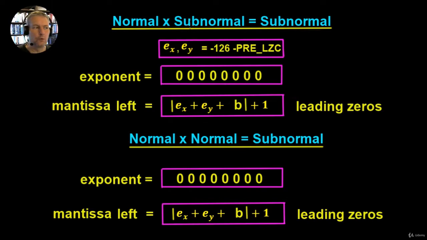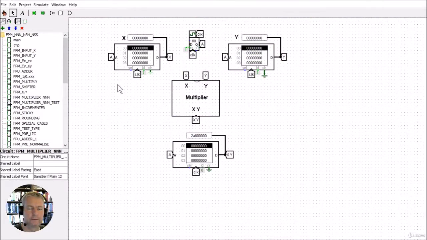So let's go ahead and we'll open up Logisim, and I've already worked through this design, so I'll read through the design and I'll show you exactly how I did this. So if you head into the resources section and open up the Logisim file, it's called fpm underscore nnn underscore nsn underscore nss. Now we're actually going to do the final one in here as well, which is going to be the normal times normal giving a subnormal.